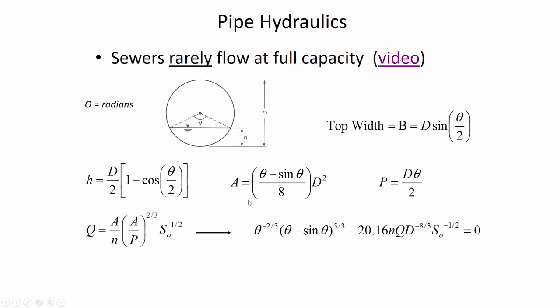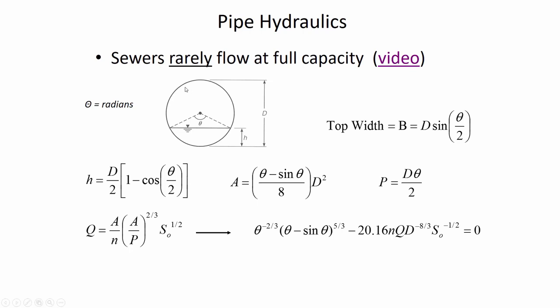If we combine all of this with Manning's equation, then Manning's equation transforms into this. And so this is Manning's equation. If you know the angle, theta, which always needs to be in radians, so if you know the angle that the water makes, and you have the n value of the pipe, the diameter of the pipe, and the slope, then you can solve for Q. All of this is equal to 0. And so you can solve for the unknown flow rate if that's the unknown thing.